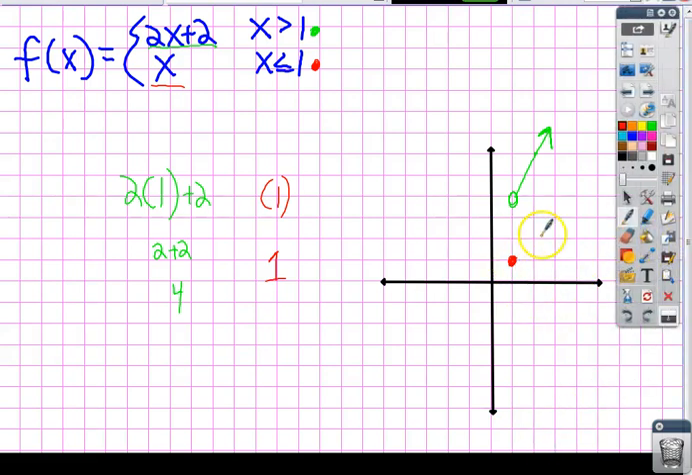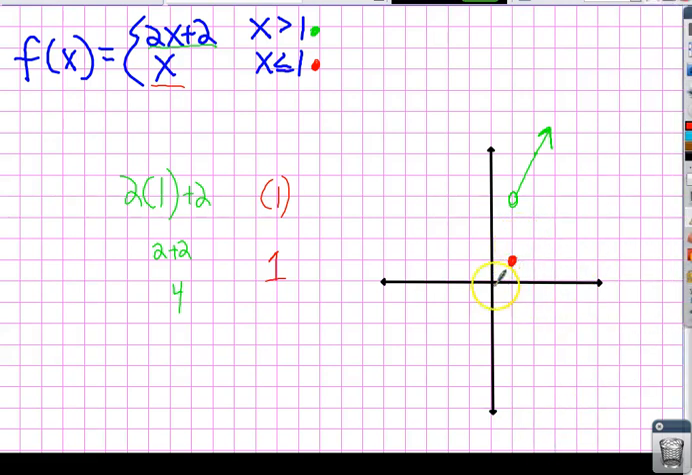So instead of going up and to the right, I am going to go down and to the left and graph my ray. It passes the vertical line test, so we are all good, as they say. Moving on.